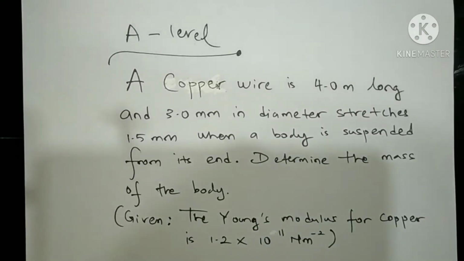Let us attempt these A-level questions to give you more confidence about stress, strain and Young's modulus. A copper wire is 4.0 meter long and 3.0 millimeter in diameter, and stretches 1.5 millimeter when a body is suspended from its end. Determine the mass of the body. Given the Young's modulus for copper is 1.2 times 10 to the power of 11 Newton per meter square.